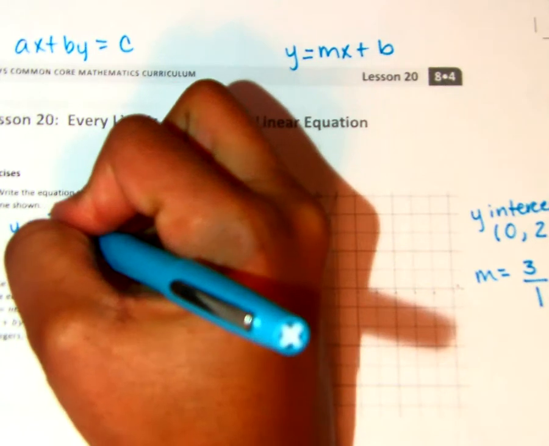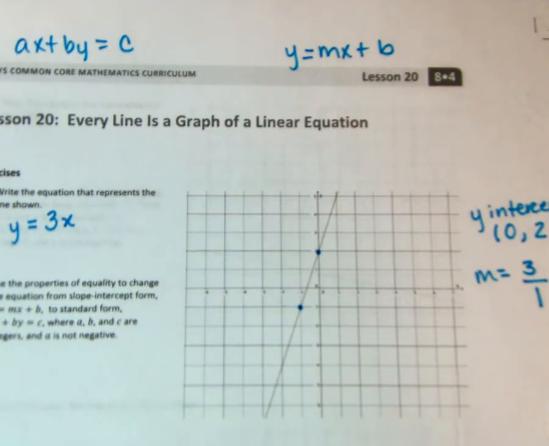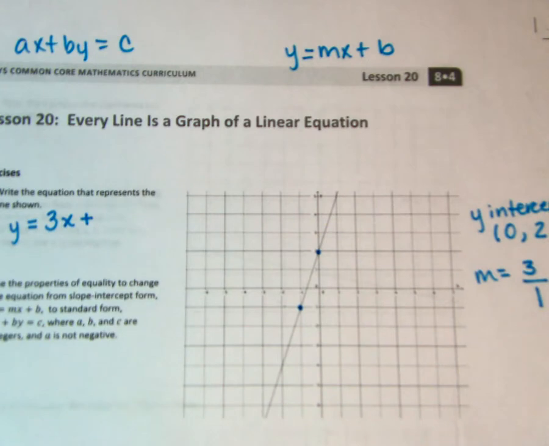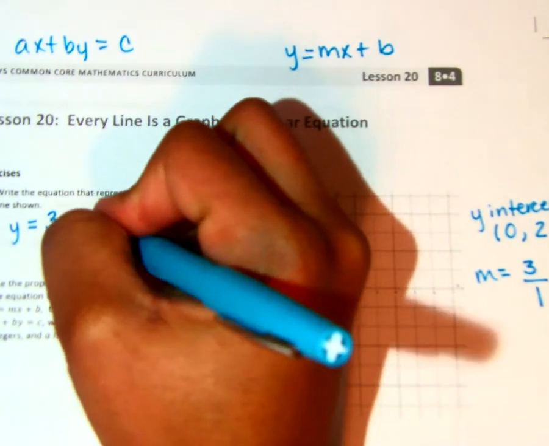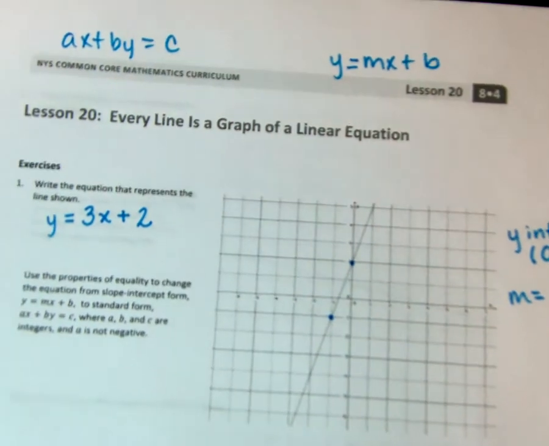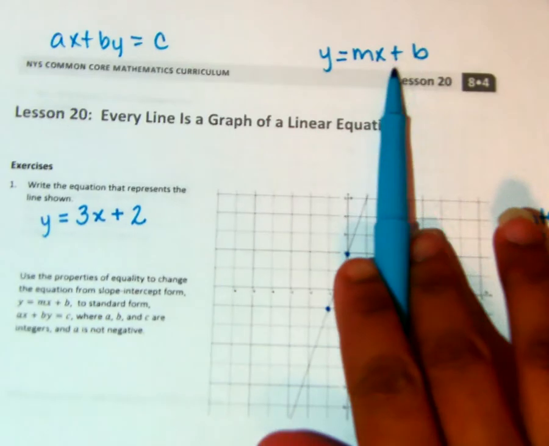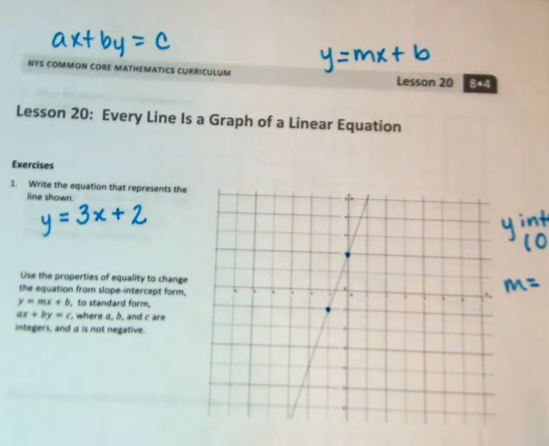I'm going to attach an x to it because x is in the equation, and then my plus b. I know that b represents my slope intercept, so the equation that represents this line must be y equals 3x plus 2. Pretty simple. Now let's use the properties of equality to change the equation from slope-intercept form. So we want to go from this form to this form.